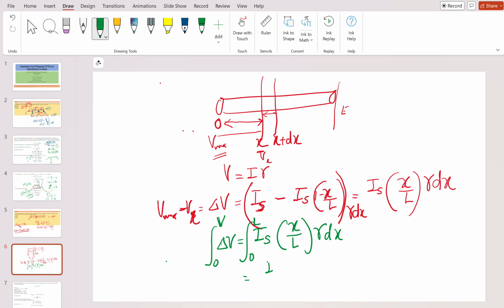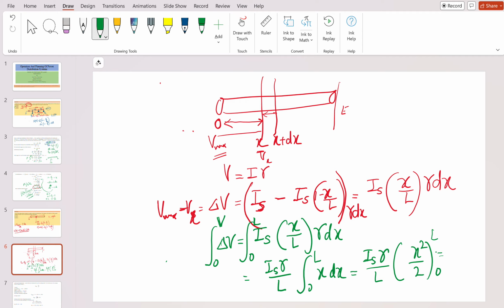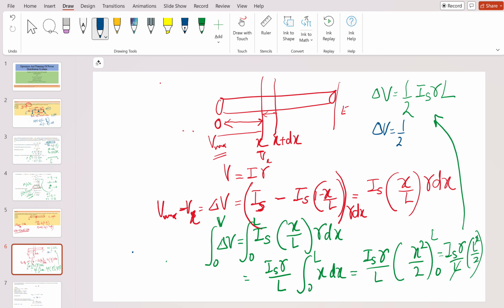So this is Is R by L, which you can take common, and the integral from 0 to L of x dx will be there. Try to solve: it will be simply x square by 2, from 0 to L. So when you solve, Is R by L multiplied by L square by 2. Then delta V will be half times, you can cancel L here, so it will be simply half times Is multiplied by R multiplied by L.